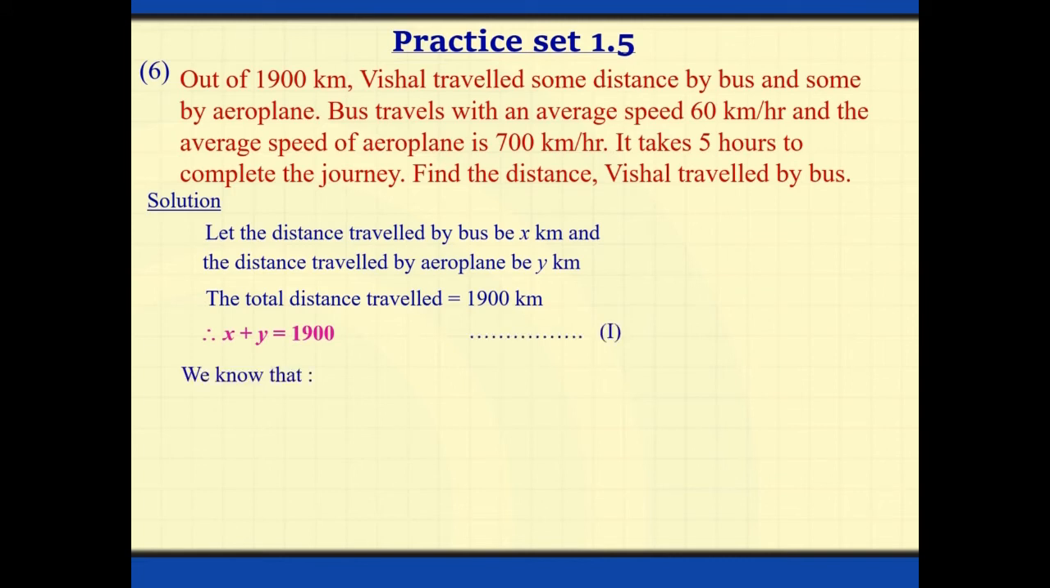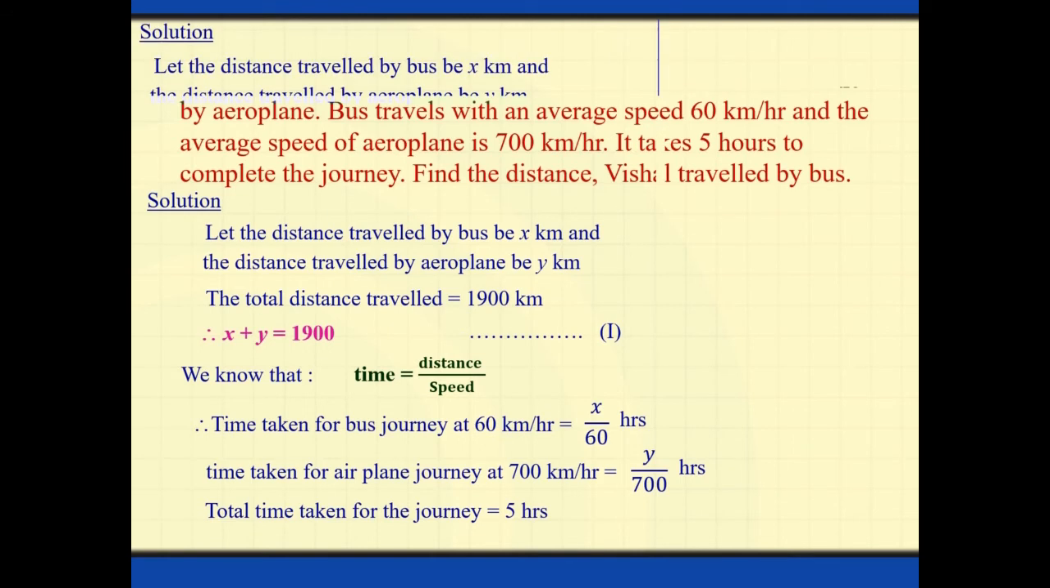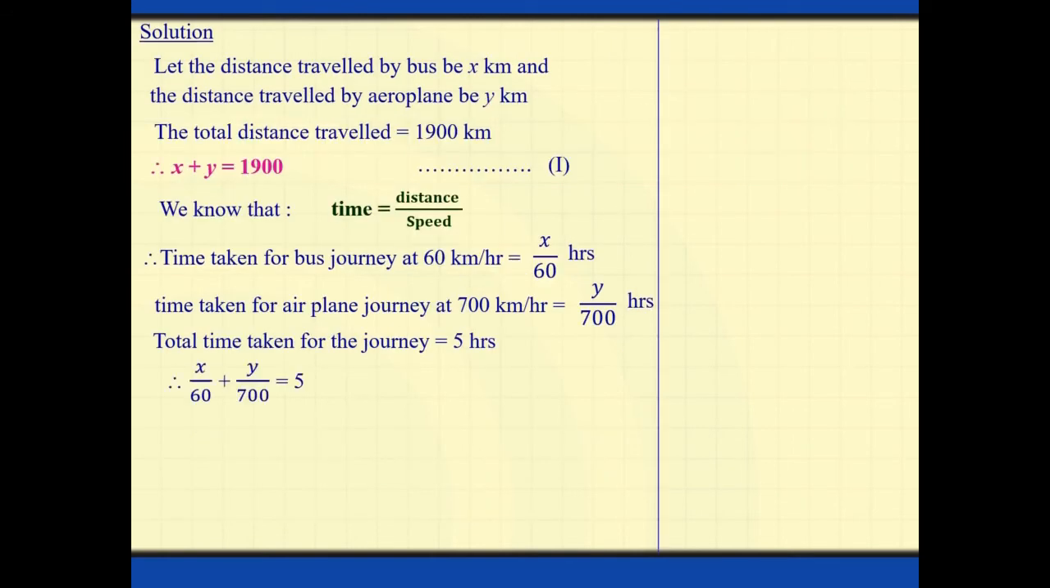Now, like I said earlier, we'll be using time equal to distance upon speed. So now the individual times: the time taken by the bus journey at a speed of 60 kilometers per hour is distance x upon speed 60, and the time taken for the airplane journey, where 700 kilometers per hour is the speed, is y upon 700. The total time taken for this journey is 5 hours. So our equation from this information will be x by 60 plus y by 700 is equal to 5.